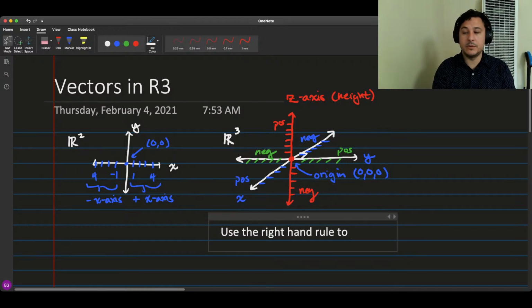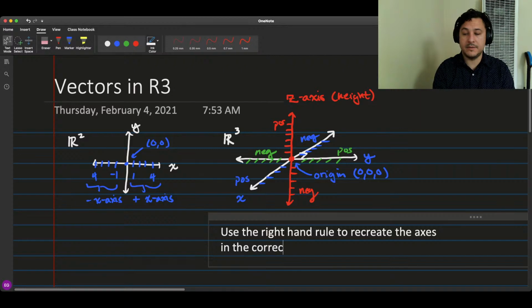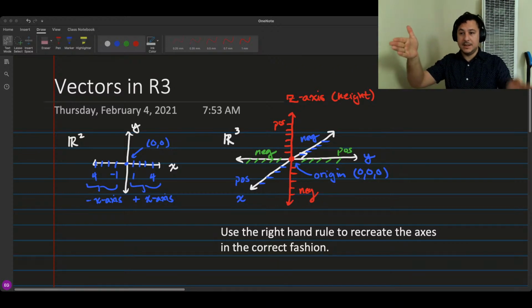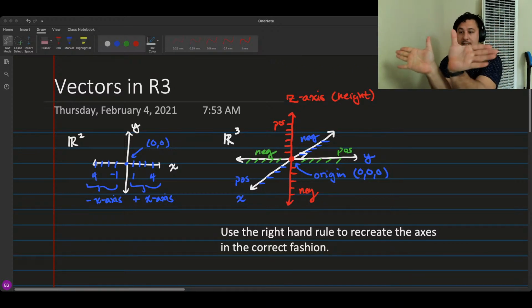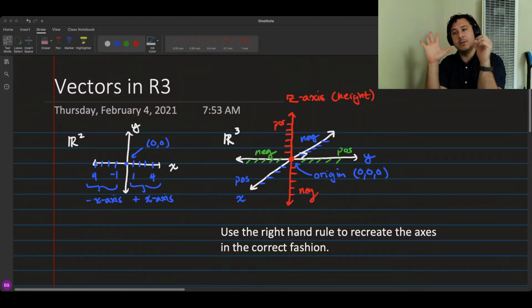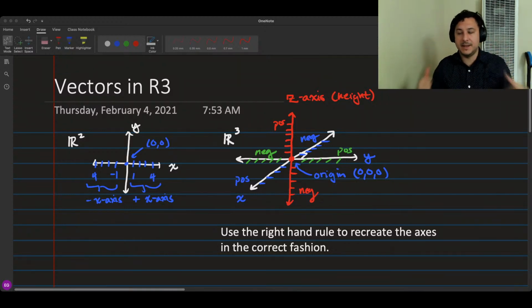So use the right-hand rule to recreate the axes in the correct fashion. Okay, so the right-hand rule works like this. You have your right hand. And an interesting thing about your hands is that they are mirror images of each other. If you do something with your right hand, it will be opposite to whatever you do with your left hand.